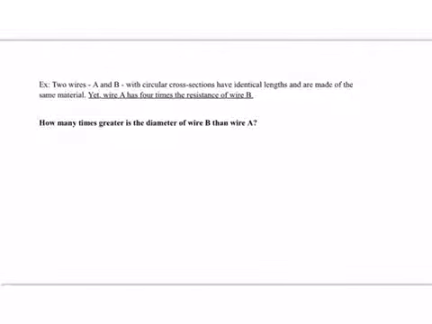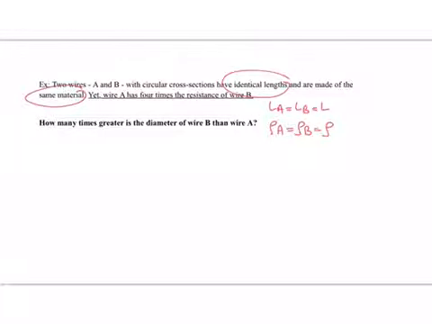Let's make an example. We have two wires A and B with circular cross-sectional areas. They have identical lengths, so LA is equal to LB, let's say L. They are made of the same material, so the resistivity of A is equal to the resistivity of B. Yet wire A has 4 times the resistance of wire B. How many times greater is the diameter of wire B than wire A? Now this clue we are going to use: the resistance of A is 4 times the resistance of B.